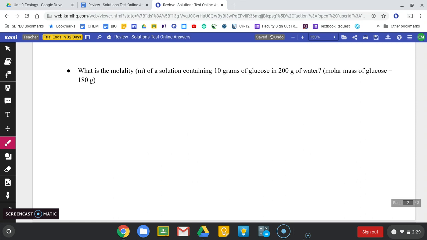All right, what is the molarity of a solution containing 10 grams of glucose and 200 grams of water?